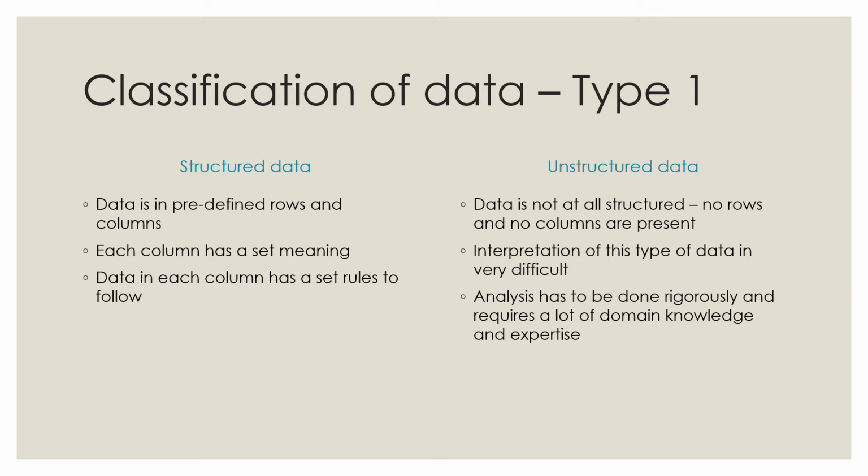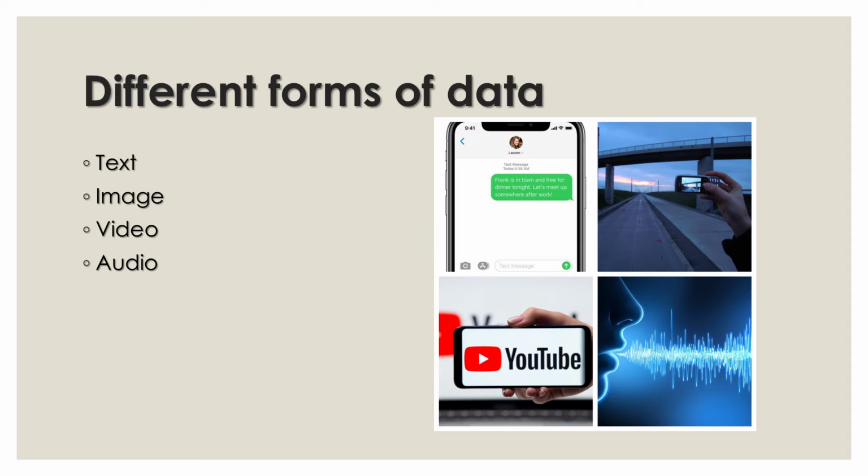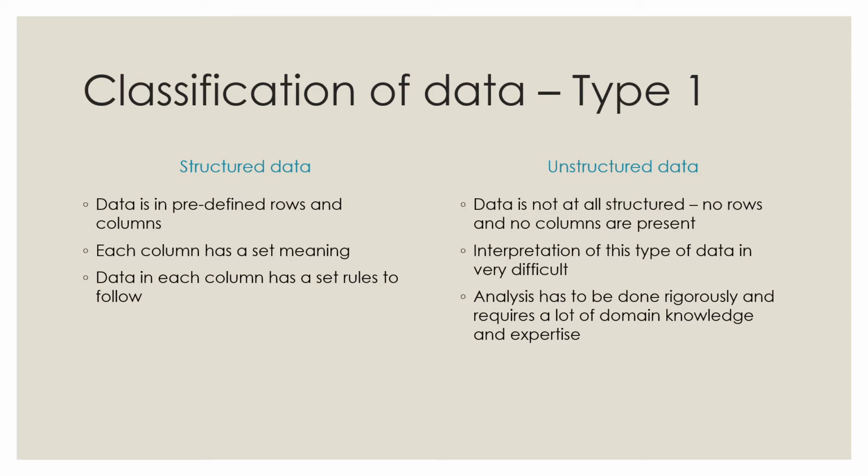So this is type 1 of classification. You can classify the data into multiple types based on what your basis of classification is. In this type 1, the basis of classification that I have chosen is structuring. The data forms that I showed you in this slide, the four major data forms, text, image, video, and audio, can be classified into these two: structured and unstructured.